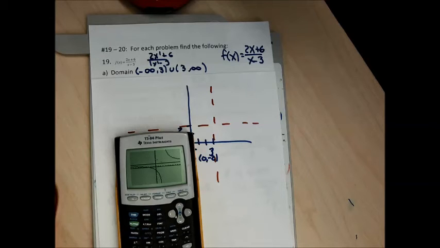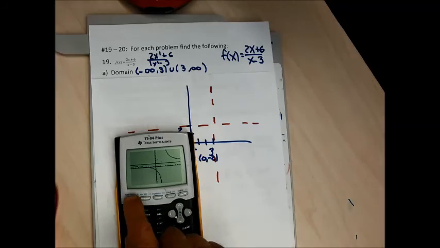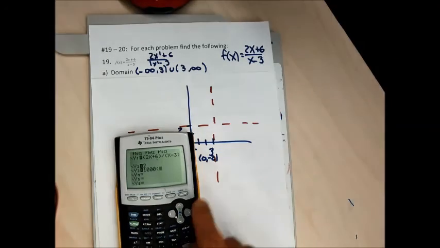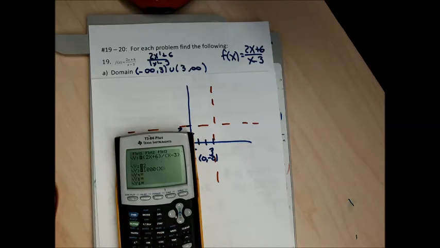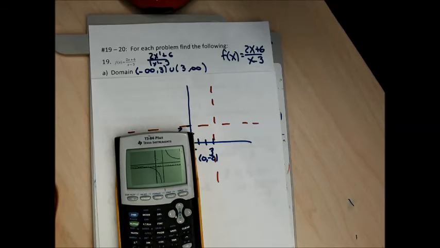To get the vertical asymptote in, I'll take 1,000 times the denominator, or the factor that made that. So if I want to see the vertical asymptote, I'll go 1,000, and then the factor that made that vertical asymptote, x minus 3. Now when I hit graph, I'll see something that mimics a vertical asymptote.